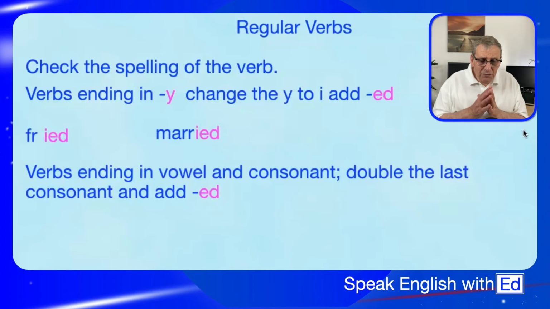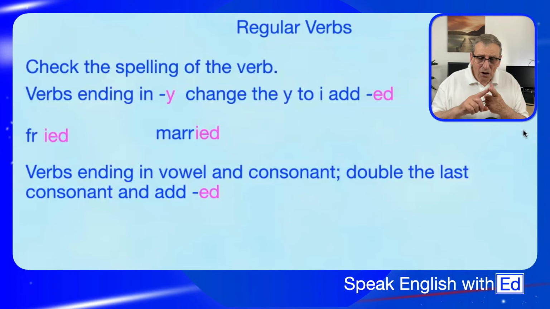Now, verbs ending in a vowel and a consonant. Okay, so there's a vowel and then a consonant. What you've got to do is, this is a little bit complicated, so you need to write this down in your book. Make a note of this.